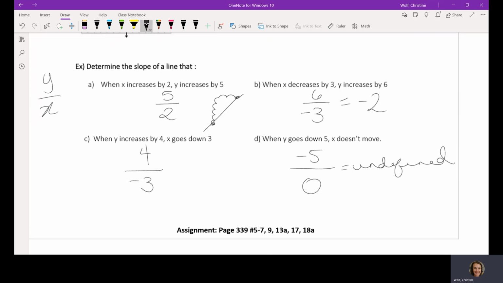So your homework's written on the bottom there. You're probably going to need graph paper, so I'm going to come around and give you a few pages, okay?